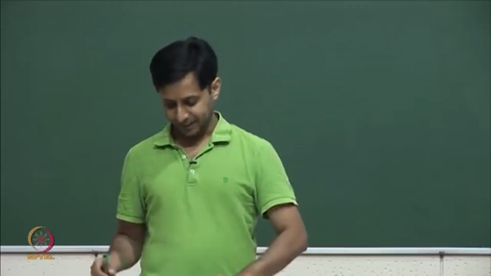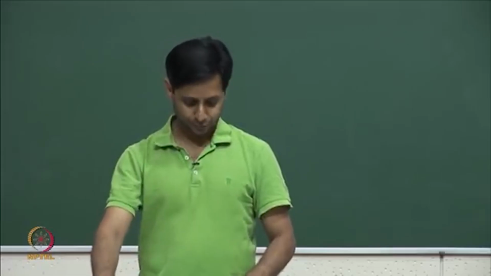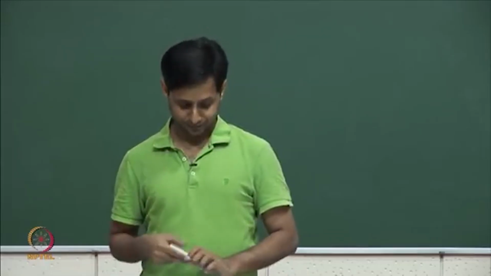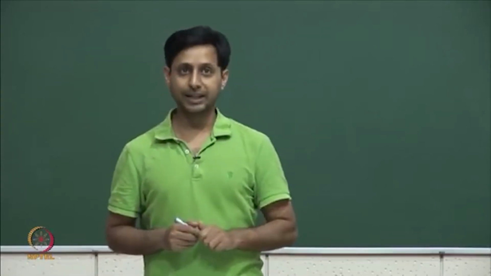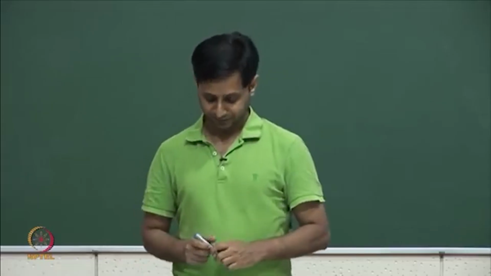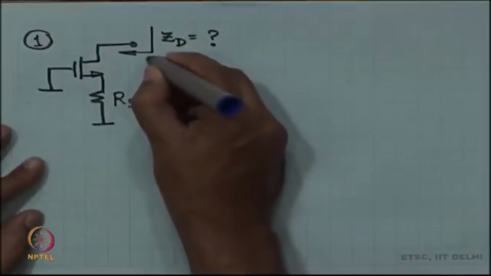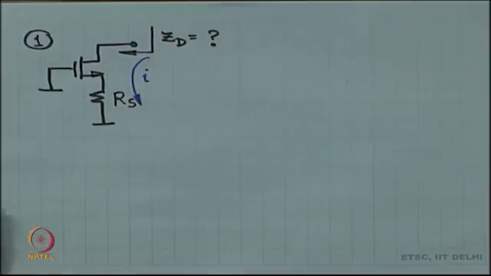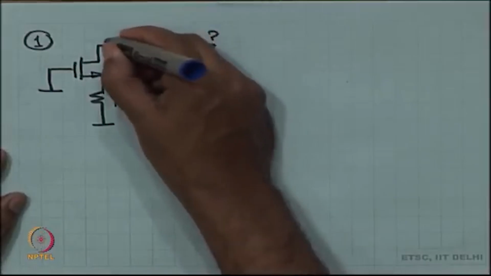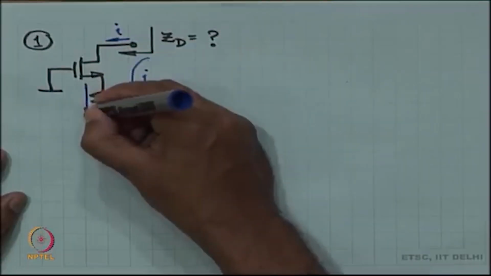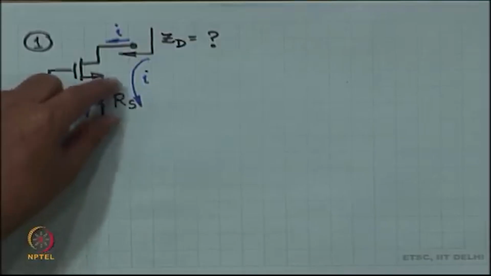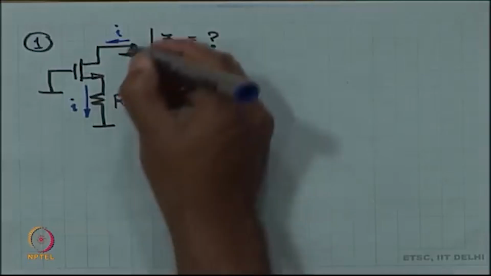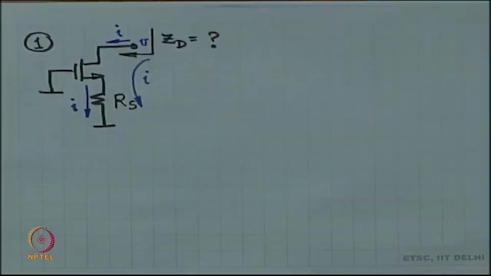Okay. And likewise, the second one, this I asked you to try in your free time, but nevertheless we are going to do it right now. So, this is looking into the drain, what is the impedance. So, let us try that. Once again we can do a KVL, we can assume that this current is I. So, this current is I, this current is I, which means that the drop across RS is I times RS, right. I have applied a voltage V, current is I.